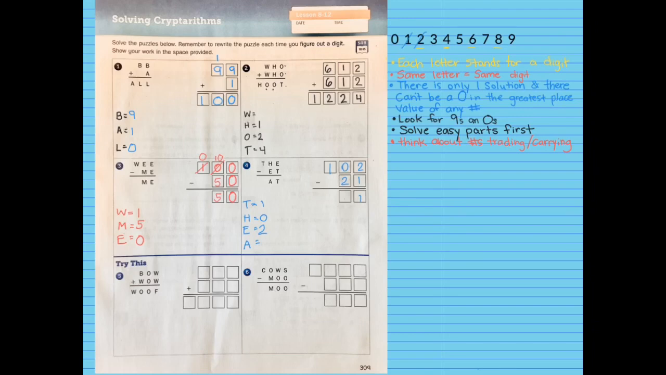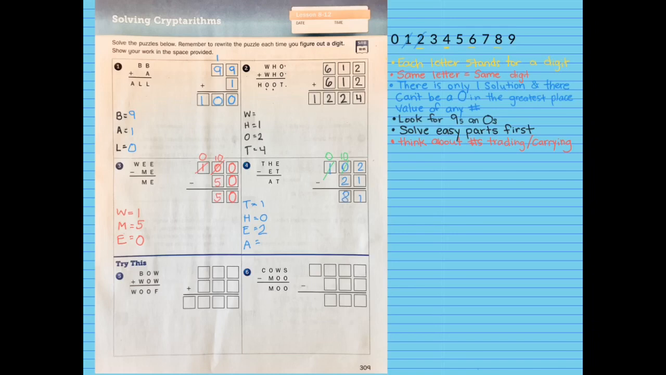So 2 minus 1 is 1. Yep. 0 minus 2. Can you do that? No, you can't. So you mark out the 0, make it a 10, mark out the 1, make it a 0. 10 minus 2 is what, guys? 8, and 0 minus 0 is 0.